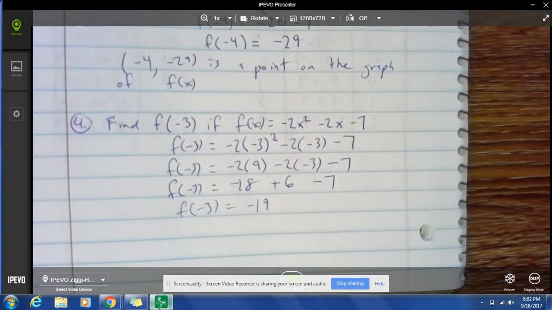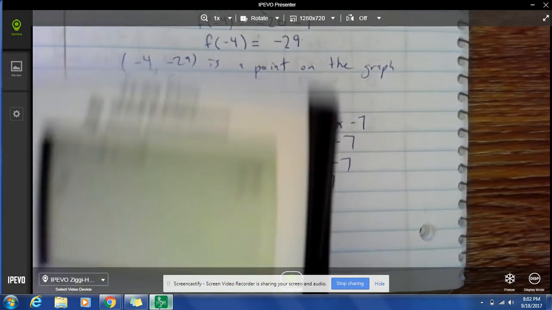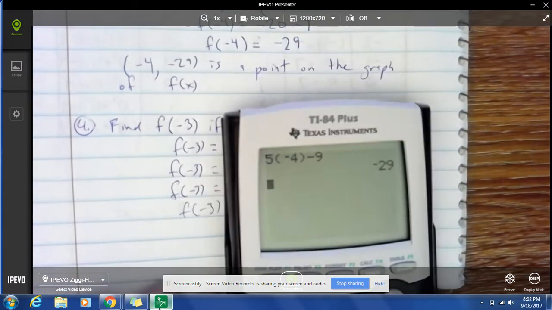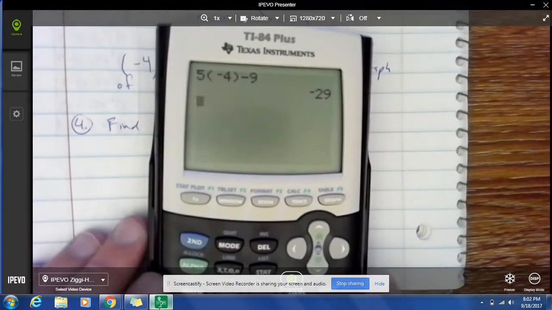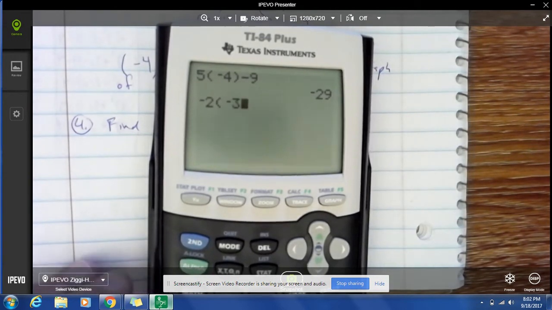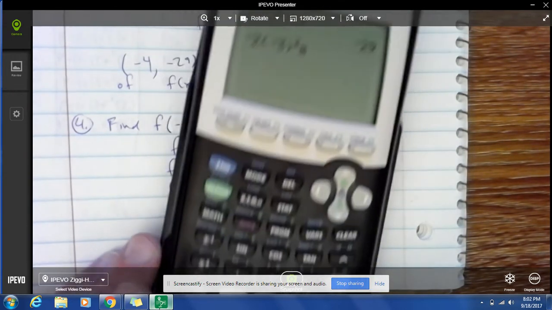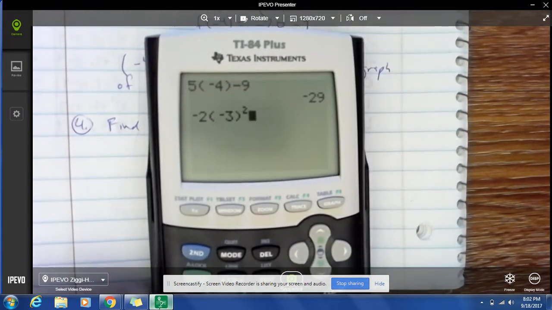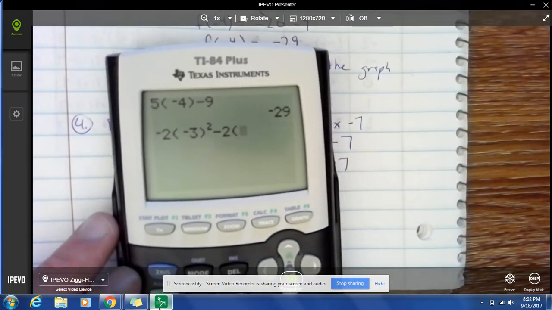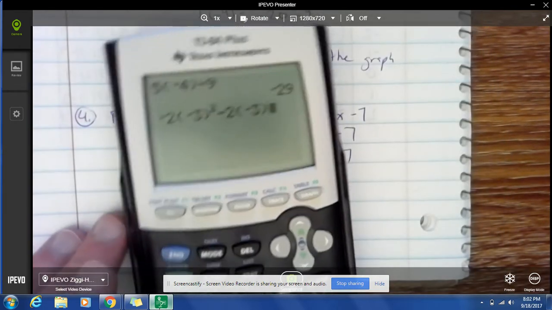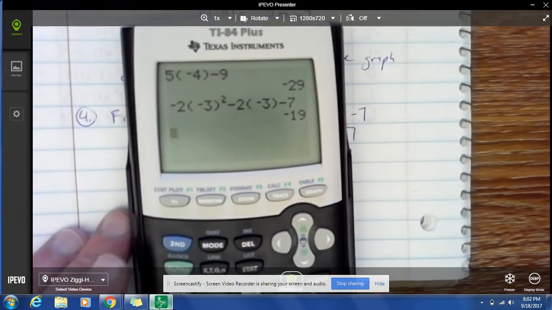Or we could simply say, all right, -2 times -3 squared. In case you're not sure where I got that squared from, just hit that, and that gives you a little squared. And then -2 times -3 minus 7 and -19.